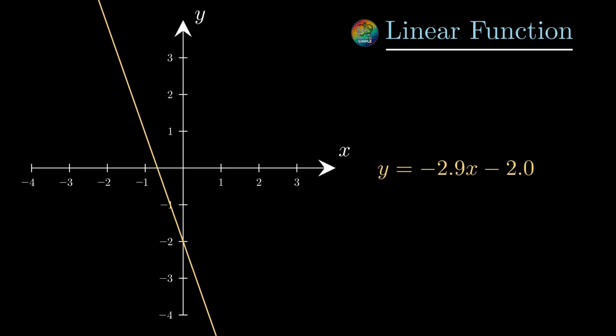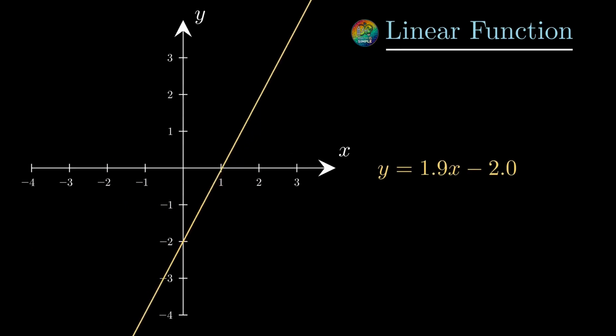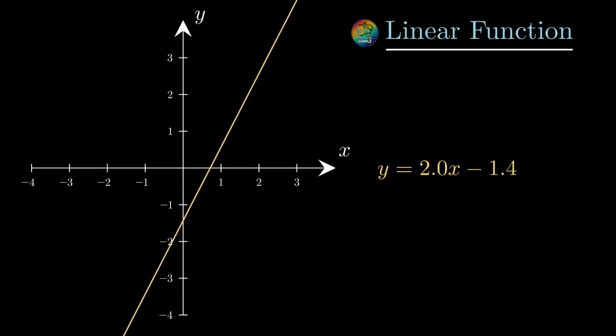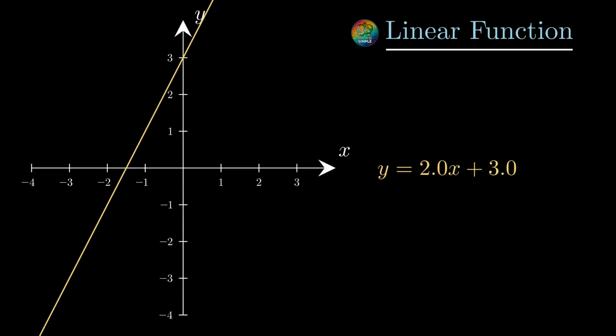Now, keeping b locked, a swings from minus 3 to 2, pivoting the line. Finally, with a constant at 2, b increases from minus 2 to 3, moving the line straight up.